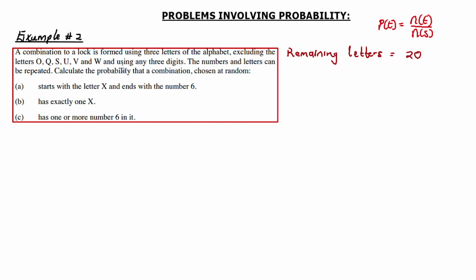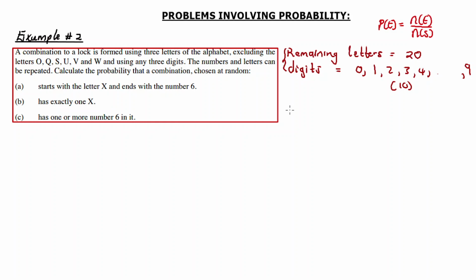Now you can use any digits. Use any 3 digits. Digits: 0 is a digit, then 1, 2, 3, 4, 5, 6, 7, all the way up to 9. So in total, I have 10 digits.